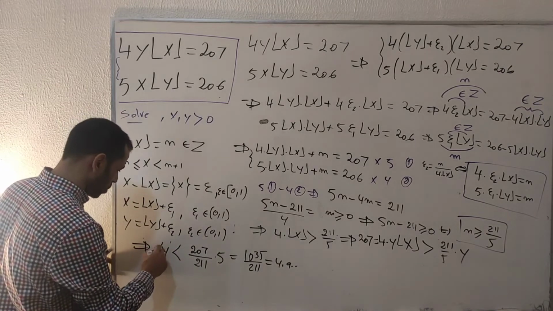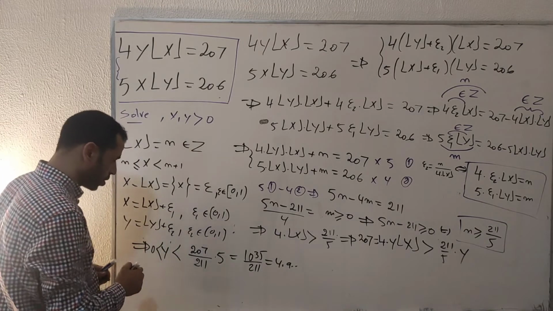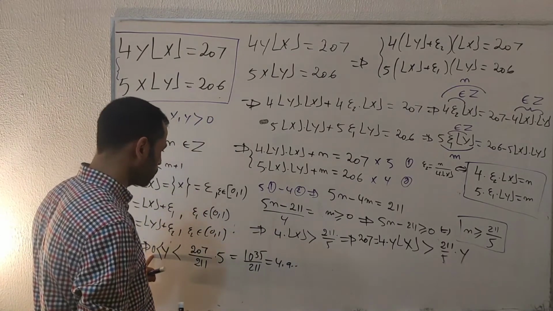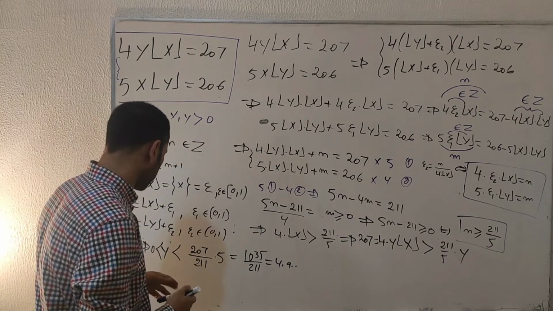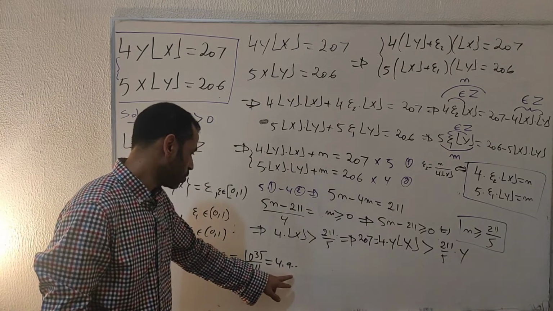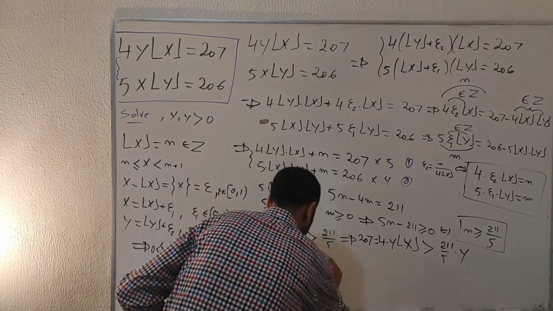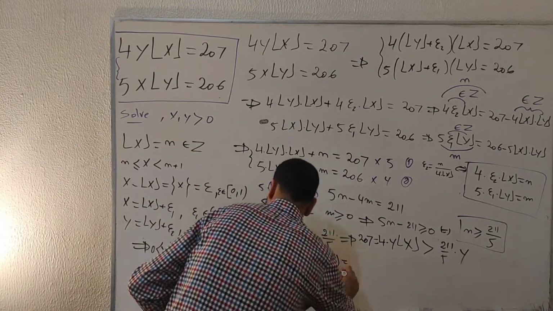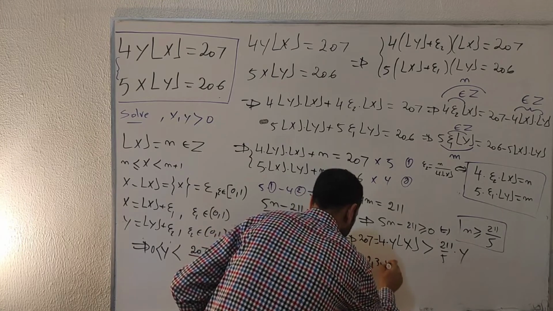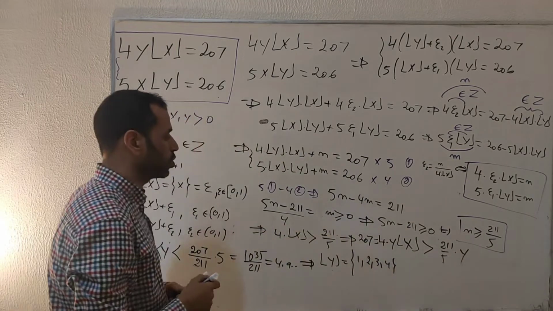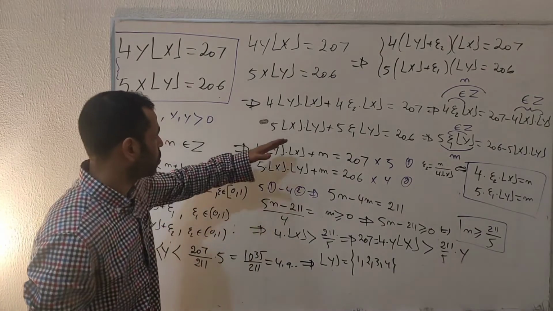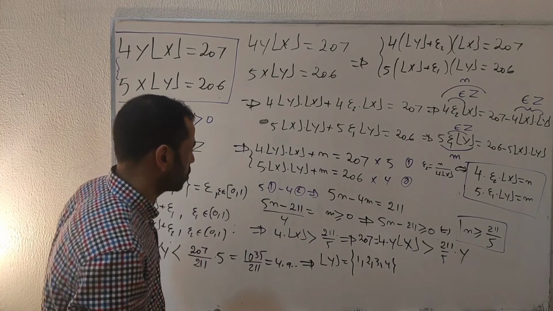Since y is strictly superior to 0, this means y is between 0 and 4.9. Now if I apply the floor of y, you can have 1, 2, 3 or 4. So the possibilities for the floor of y are 1, 2, 3 or 4. Then we are going to discuss all the cases because we know the floor of y is an integer. Now let's clean up this board and move on to the next step.